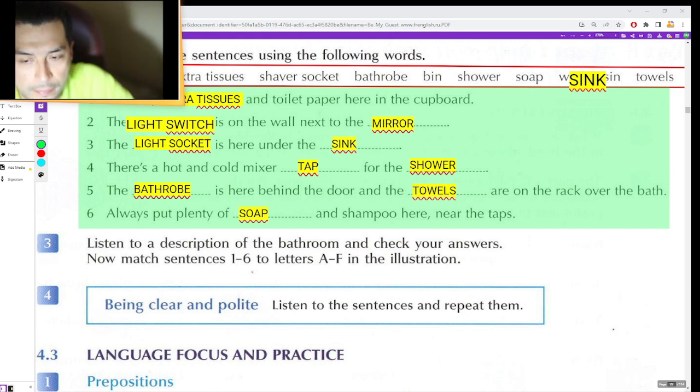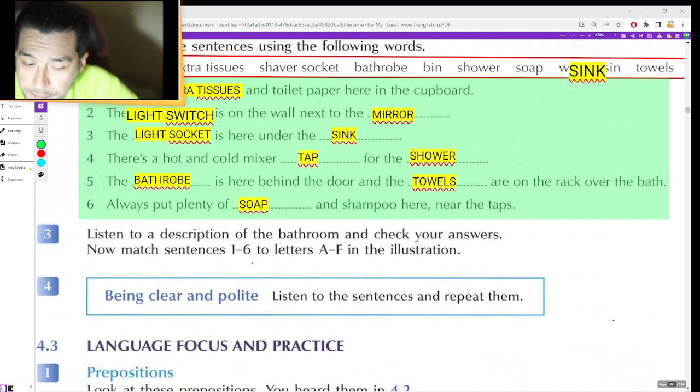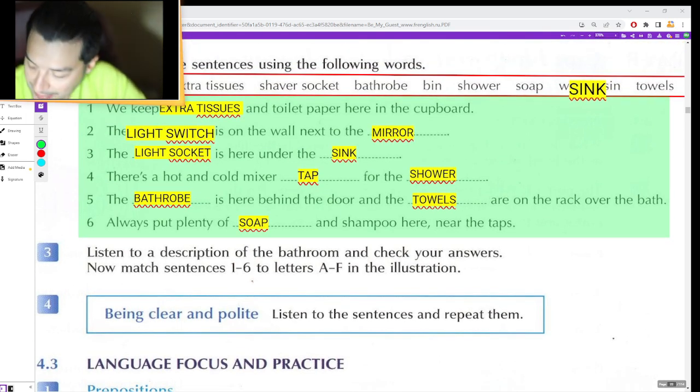There's a hot and cold mixer tap for the shower. There's a hot and cold faucet for the shower. The bathrobe is here behind the door, and the towels are on the rack over the bath. Always put plenty of soap and shampoo here, near the taps. Excellent, excellent. Okay. Fantastic, fantastic.